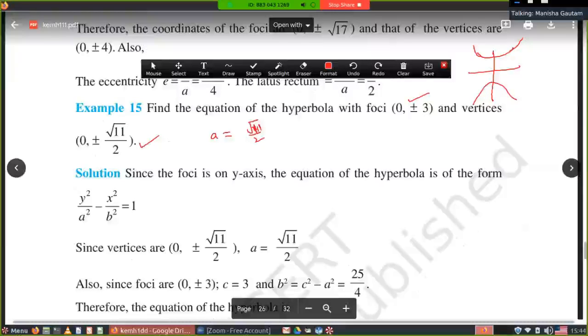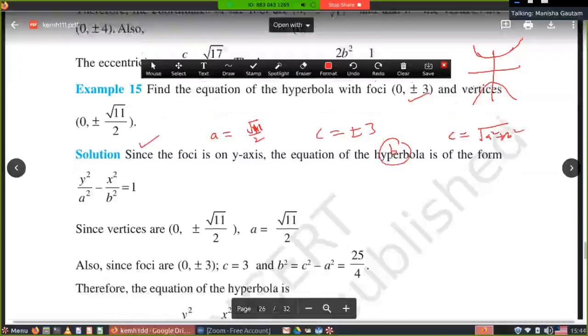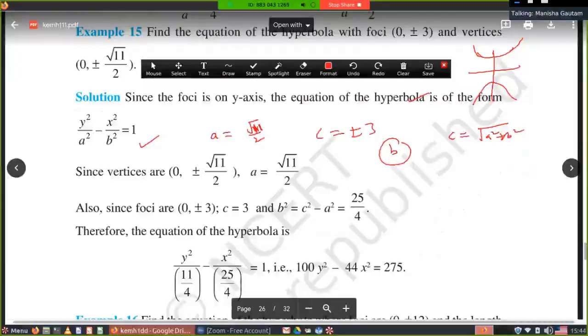11. Okay. Foci means C is given to you. You can calculate b by using the formula. Which formula? C is equal to under the root a square plus b square. This is the formula. You can get the value of b square, that is 25 by 4.